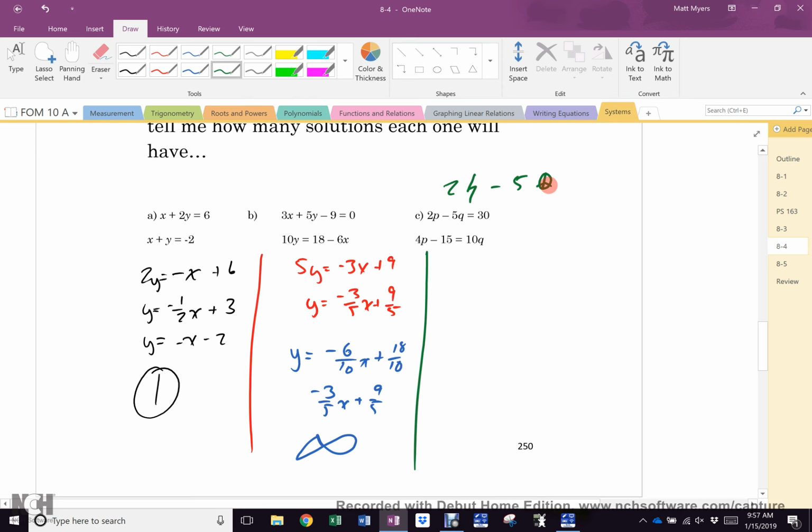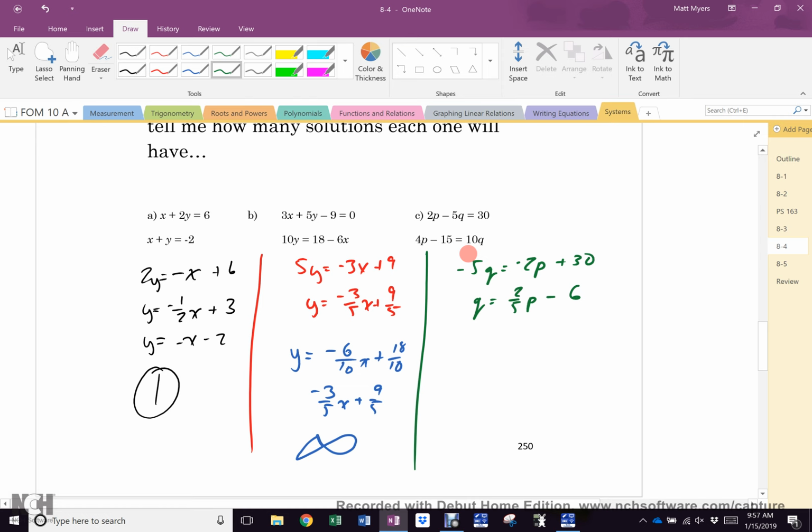So I'm going to isolate. Does it matter which one I make X or Y? Does it matter? No, because we're just checking for the slope, right? So if I'm going to isolate Q, then it's going to be -5 Q equals -2 P plus 30. Q equals 2/5 P minus 6. In this case, what's the slope? P is the X, so what's the slope? 2/5. If I had isolated P, I would have had a different slope, but that doesn't matter, does it? Because I'm only checking for how many solutions it's going to have.